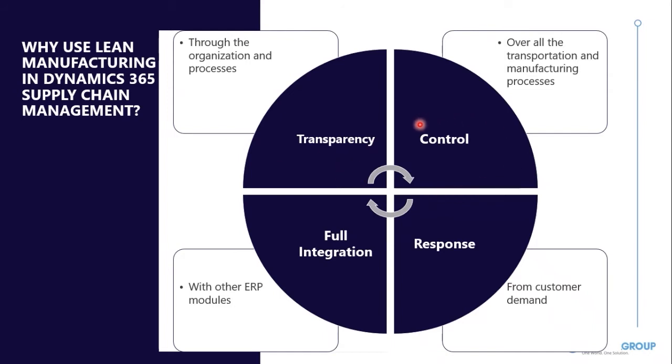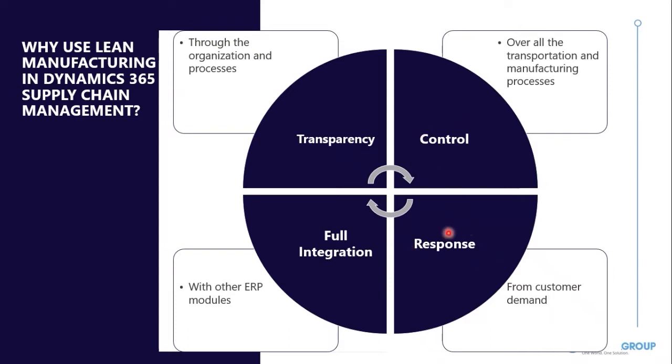Control is about overall transportation and manufacturing processes. It's because Dynamics 365 not only gives you access to the information, but also the chance to control it and change it according to what is the most efficient way for your company to do it. Not everything has to be set in stone. It's a very flexible system that gives you complete control over all the processes.